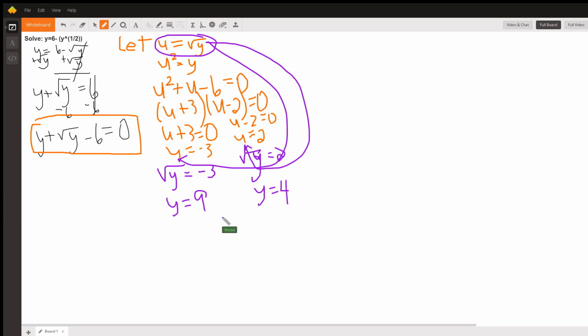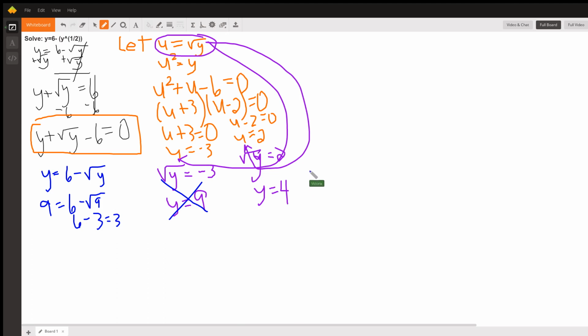Now, you always want to check your answers when you're dealing with radicals and logarithms. So, into the original equation, which was y equals 6 minus the square root of y. If I put 9 in for every y, I have 9 equals 6 minus the square root of 9, or 6 minus 3, which is 3. Now, does 9 ever equal 3? No. So if you didn't notice you needed to throw it out here, now you know for sure you need to throw it out. It doesn't work.